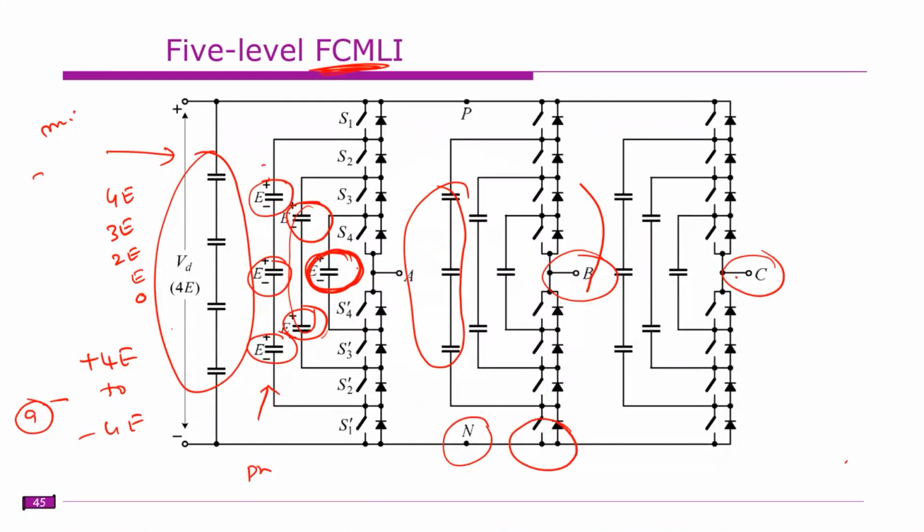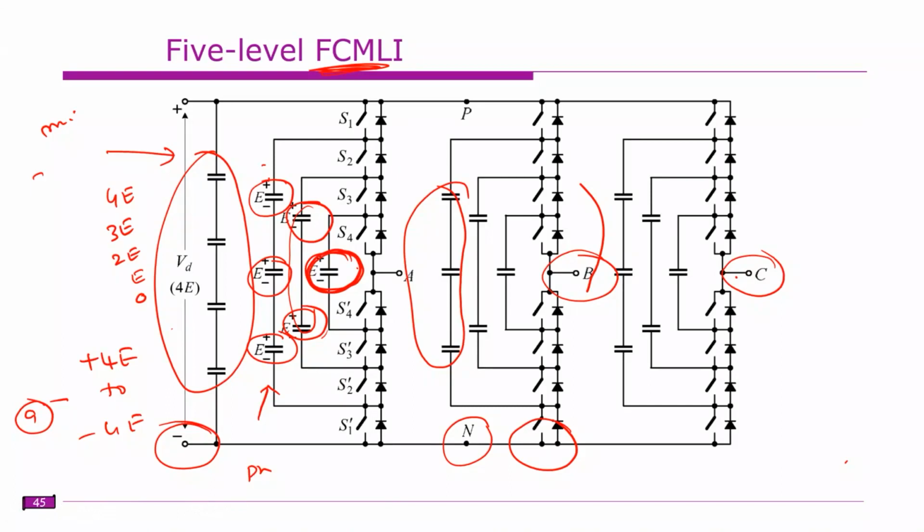if all four upper switches are on, you get the 4E voltage. If any one of the switches is off, you get 3E voltage. If two switches are off, 2E voltage, and if only one switch is on, E voltage, and if all the switches are off, you will get 0 voltage. From this you obtain the voltage between A and the negative bus, a 5-level voltage starting from 0 to 4E.